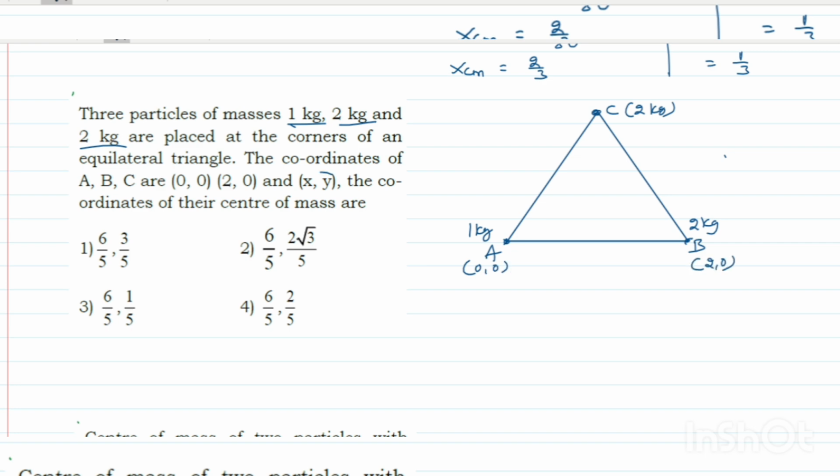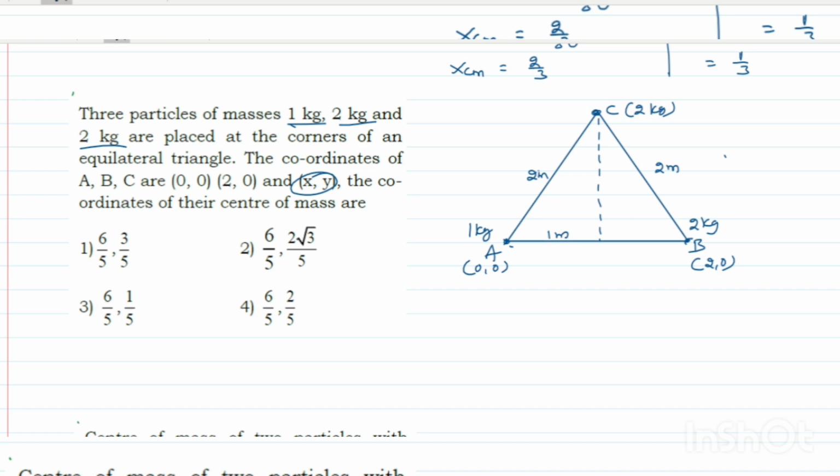Here some error is given, students, here not x, y, and obviously C will be located at C x, y. They are asking for the coordinates of the center of mass. Let us take the C value. It's an equilateral triangle, so the side length is clearly indicated as 2, 0, meaning each side is 2 meters. Now this is the bisector. From A to B is 2 meters.